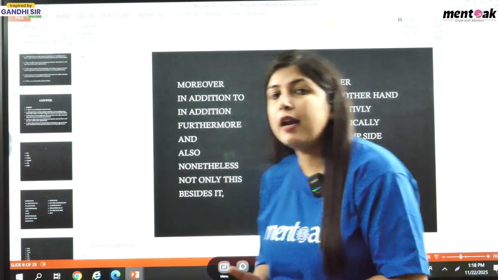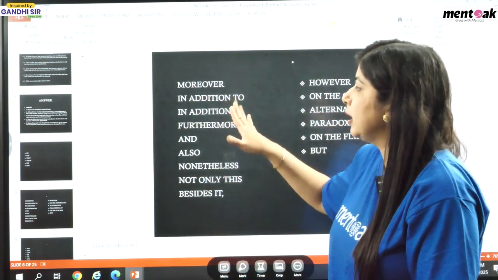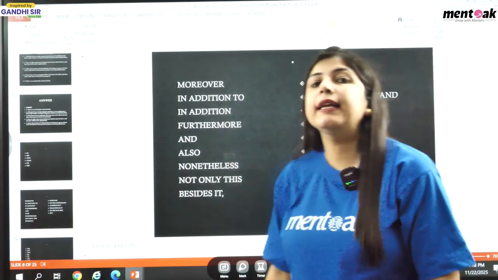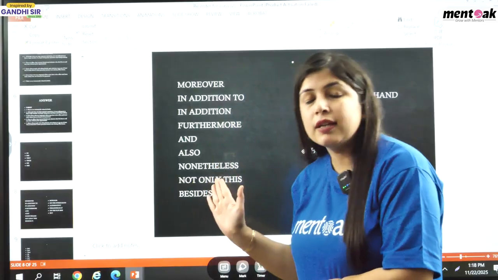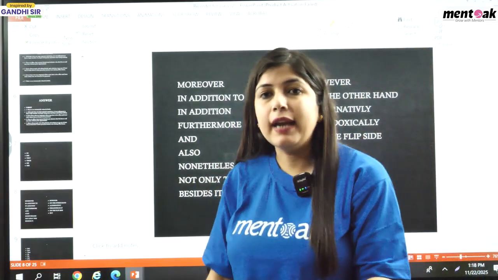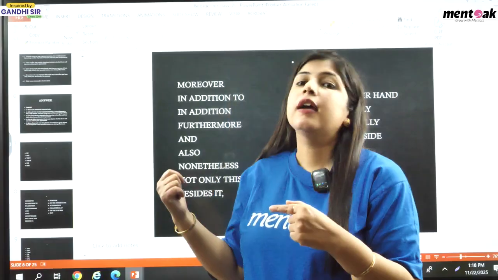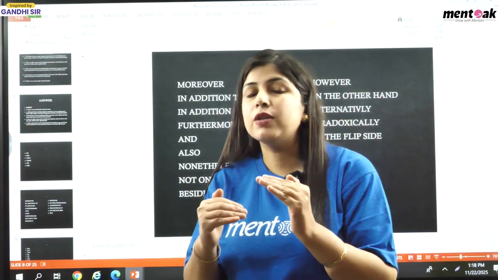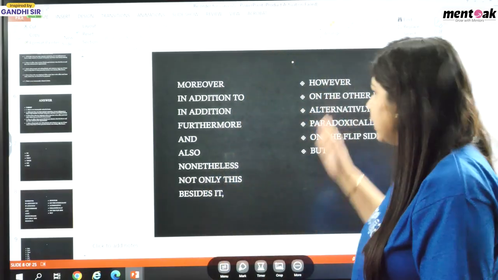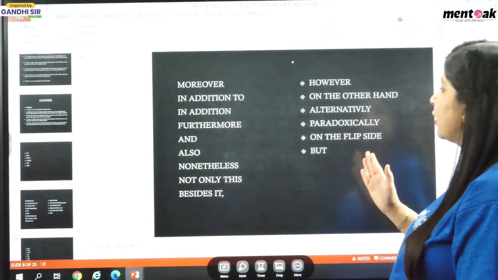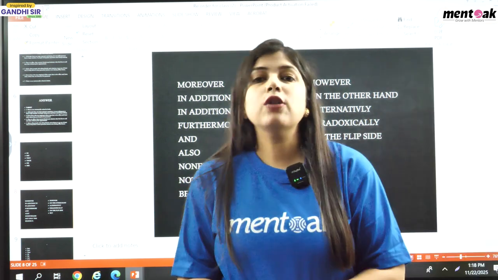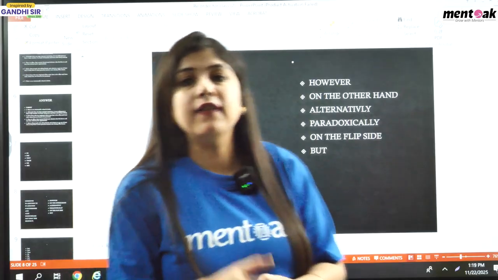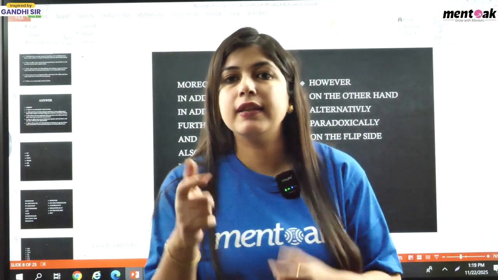So which connectors are these? Moreover, in addition to, in addition, furthermore, and also, nonetheless, not only this, besides it. Basically these are adding connectors. If you see these connectors, we have to find the similar line to the connector-containing line, and these lines will help us connect with the other lines. And if you see connectors like however, on the other hand, alternatively, on the flip side, but, these are opposite connectors, so we must find the exact opposite line that will come first, and this connector line will come second.